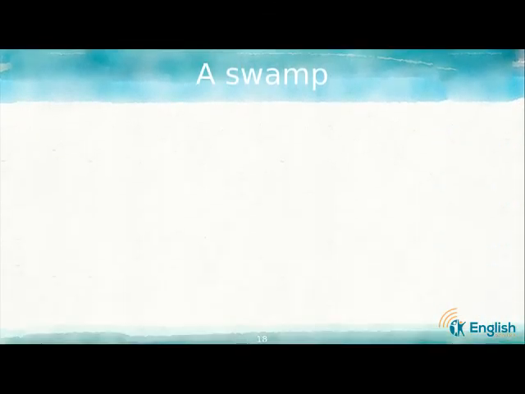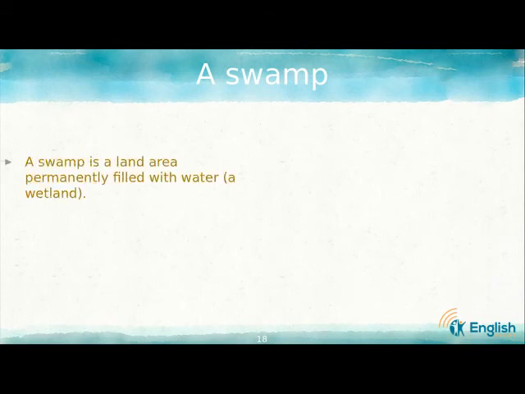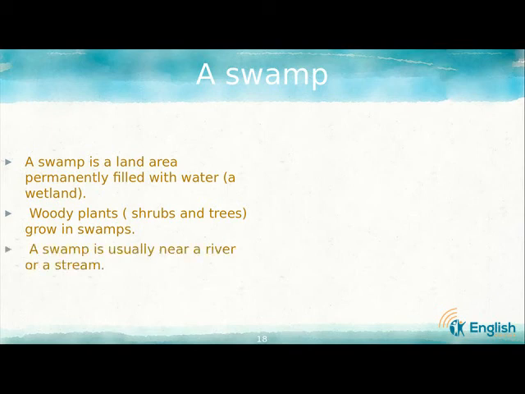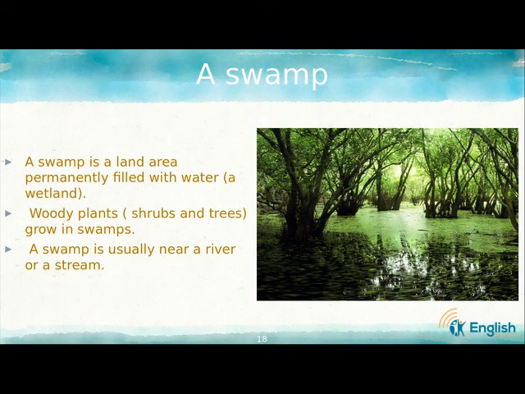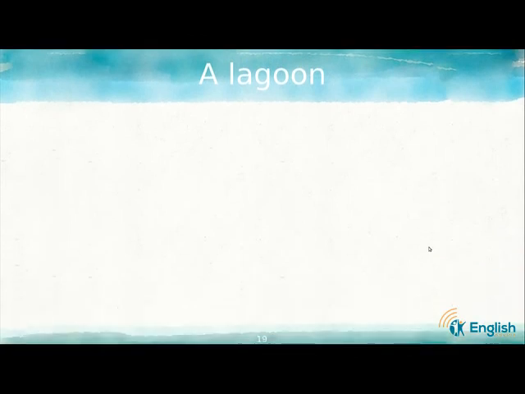Next we have a swamp. What's a swamp? It's a land area permanently filled with water. We can also call it a wetland. Woody plants like shrubs or trees grow in swamps. A swamp is usually near a river or a stream. Here is a picture of a swamp. Looks kind of spooky. The next word, the last word in our list of words today, is lagoon.